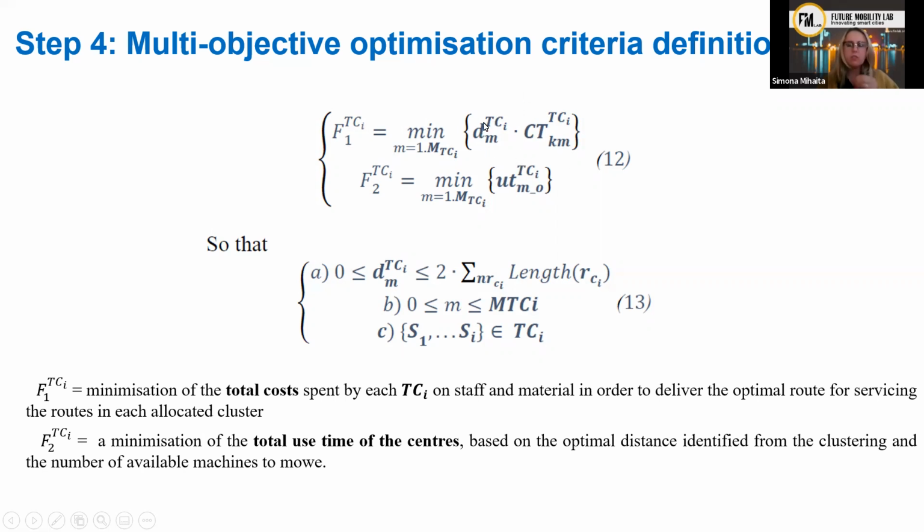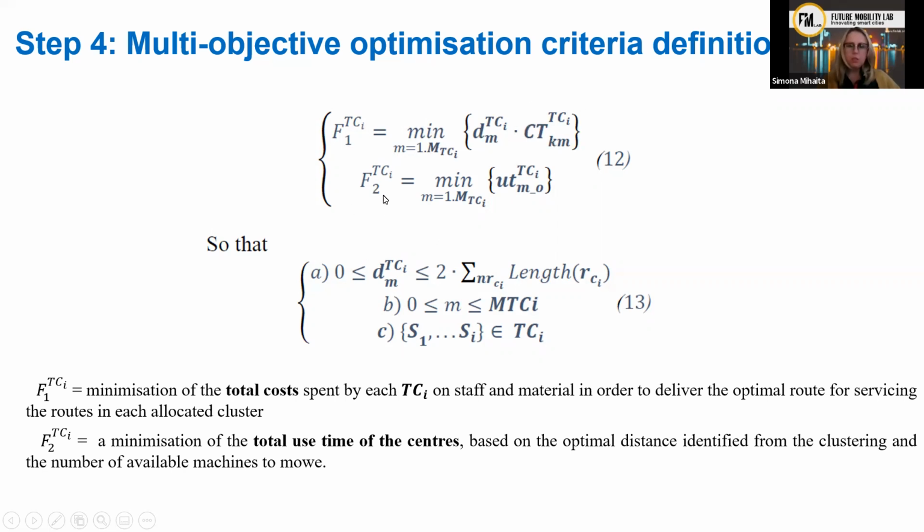So the F1, the total cost, is what a technical center would pay to deliver the minimal distance between the clusters, based on the total cost per kilometer. So this is identifying how many machines I need at the minimum in order to deliver in an optimal way and save money.